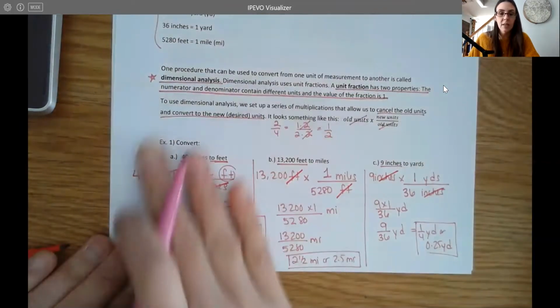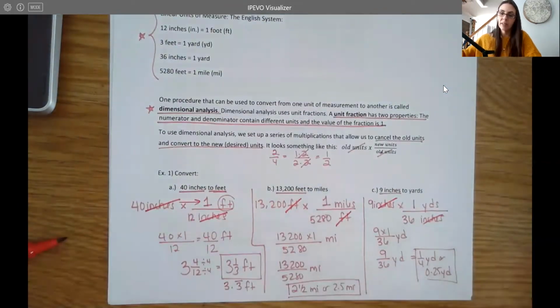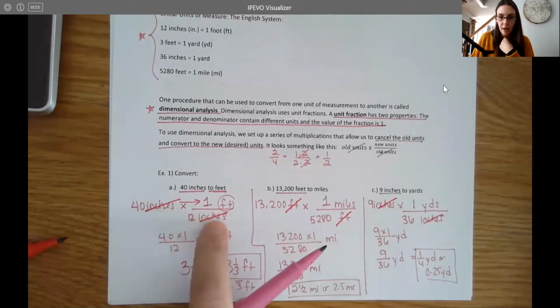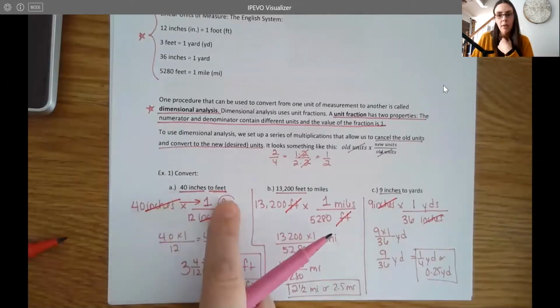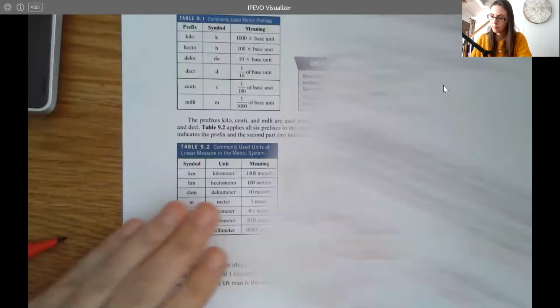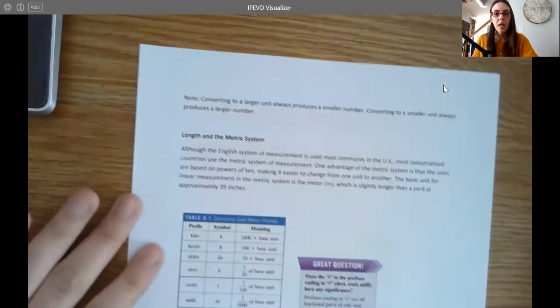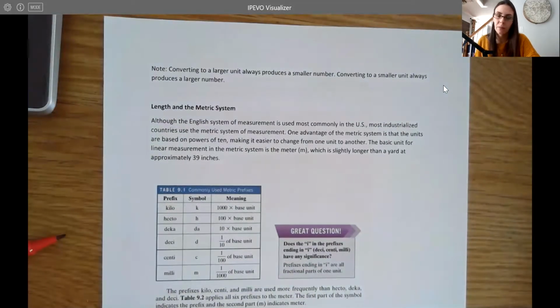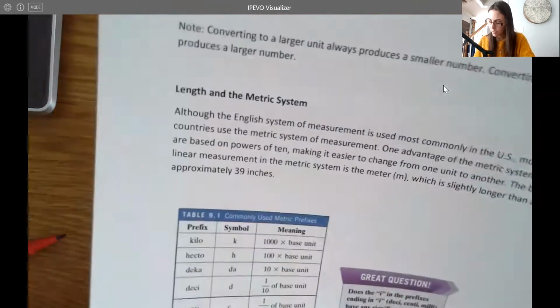So this whole process is called dimensional analysis. It's using these unit fractions to help us cancel. You just want to remember that whatever the old unit is, you want that on the bottom, and you want the new unit on the top. Just as a little note here, converting to larger units always produces a smaller number, and converting to smaller units always produces a larger number.